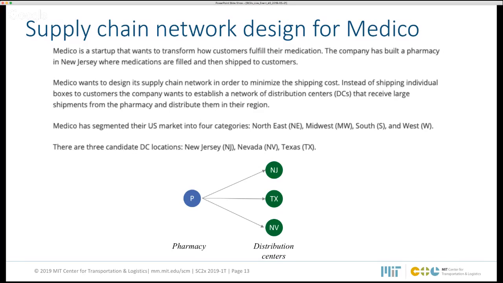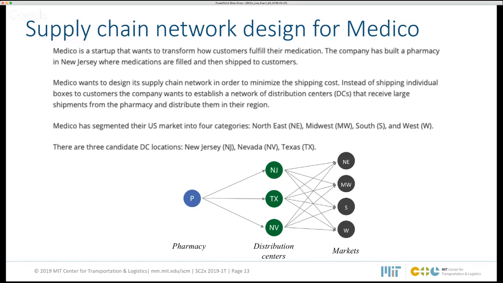They can open a distribution center in New Jersey, Texas, or Nevada. So that's a decision they have to make: where to open the distribution center. And finally, they also need to decide the quantity that they will ship. So the flow moves from the pharmacy to the distribution center, so 3 potential distribution centers, and from there to 4 different markets, located in the Northeast, Middle West, South, and West.